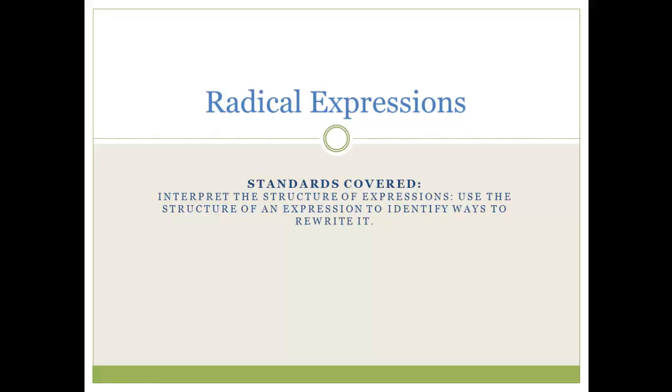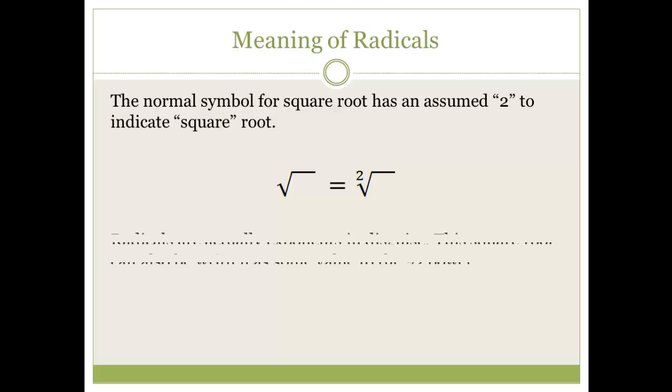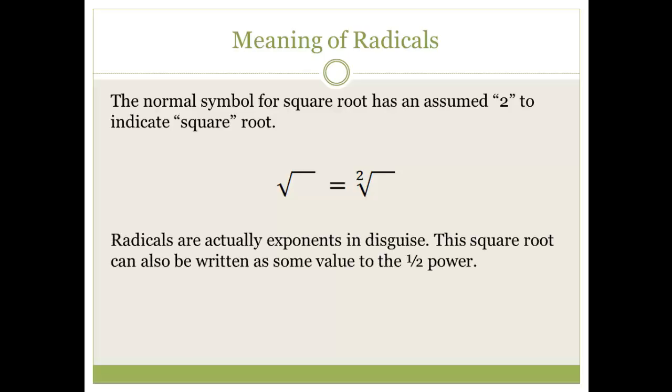Radical expressions. Let's first look at the meaning of the radical symbol. The normal symbol for square roots has an assumed 2 to indicate square root. Radicals are actually exponents in disguise. This square root can also be written as some value to the half power. In general, radicals can be written as an exponent of 1 over the root number you are finding.